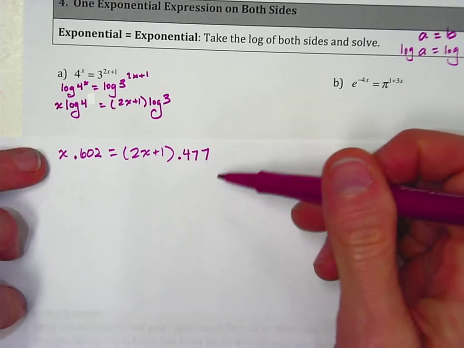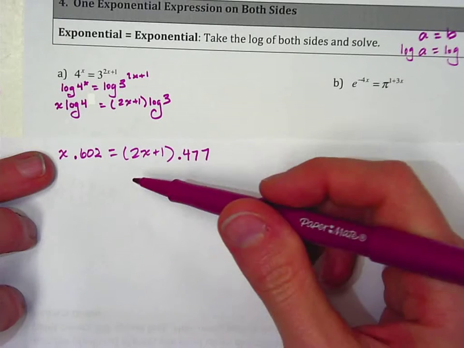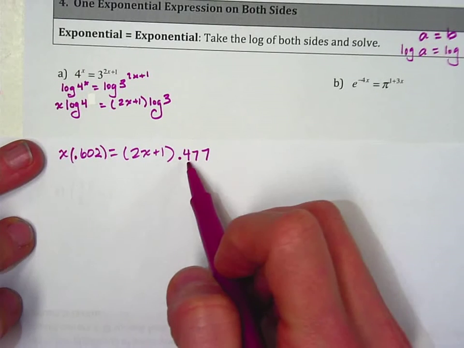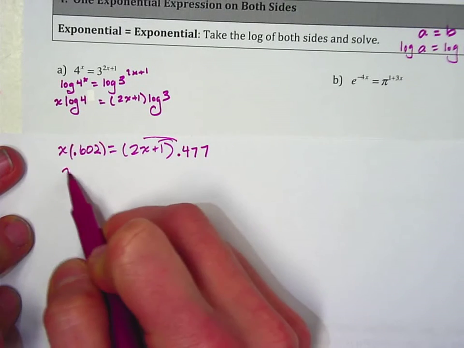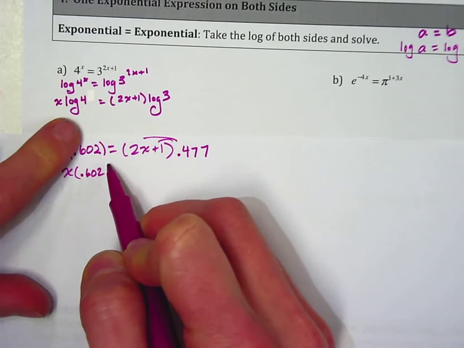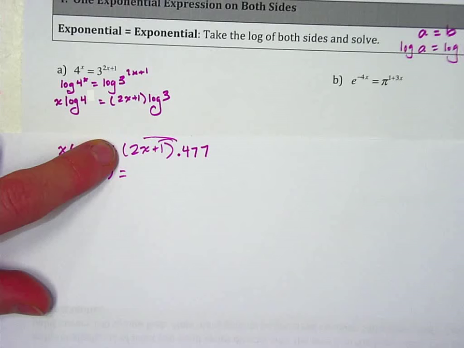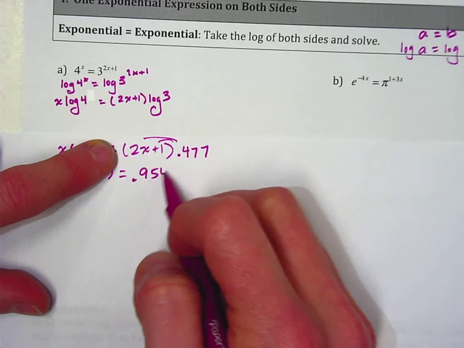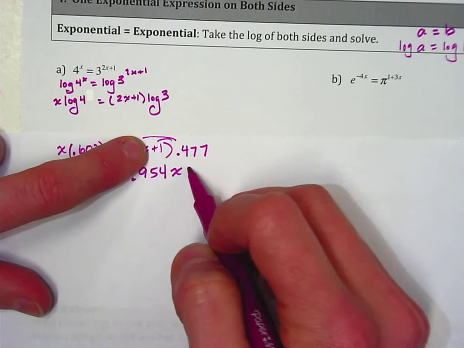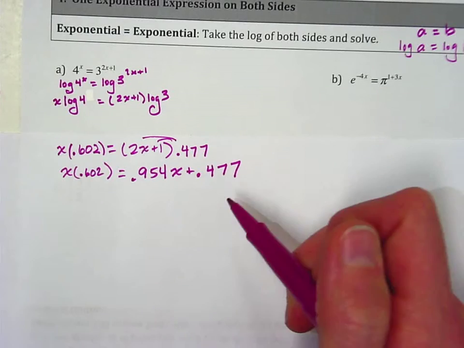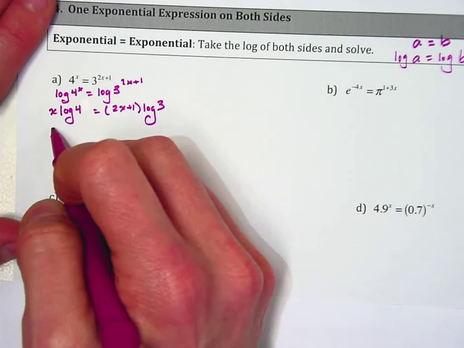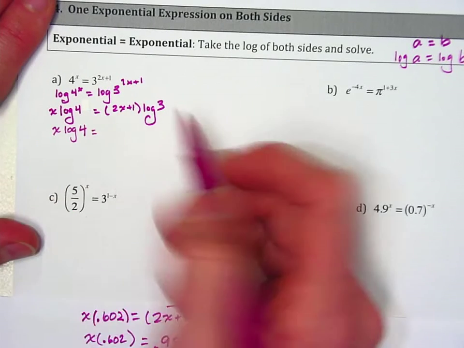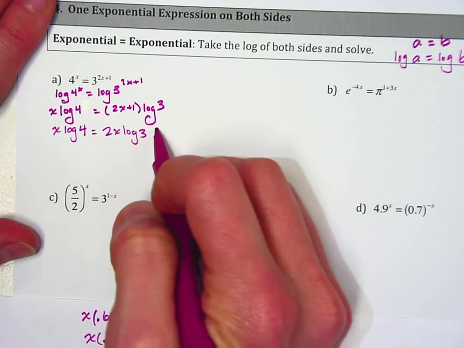Okay, now when you look at this, you're like, oh, how are we going to solve for x, right? Well, I could just distribute this 0.477. So I'm going to get x times 0.602, which is really x log 4, equals 0.477 times 2, which is 0.954x, and then when I multiply here, I get plus 0.477. All I did was distribute, which means I'm distributing this log 3. So we get x log 4 equals 2x log 3 plus log 3.